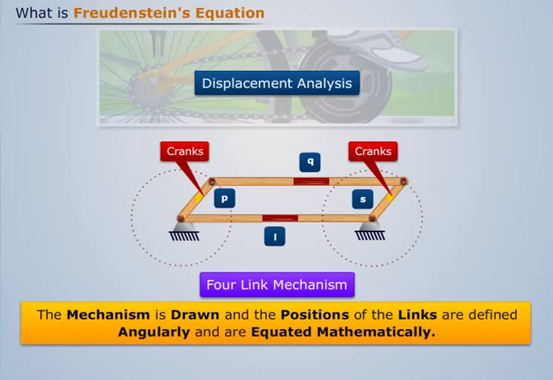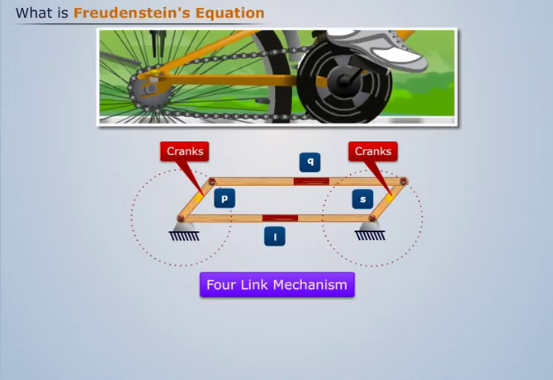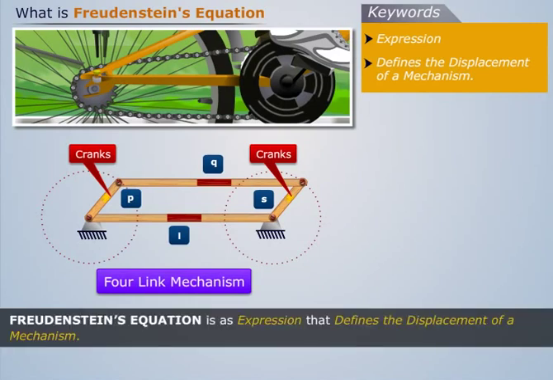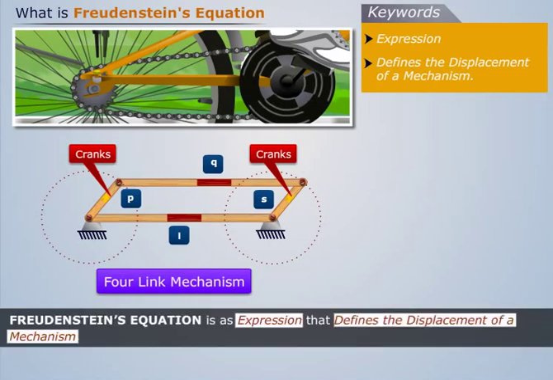For the displacement analysis of this mechanism, the mechanism is drawn and the positions of the links are defined angularly and are equated mathematically. The expression which describes the displacement of the mechanism is known as Freudenstein's equation. Thus, Freudenstein's equation is an expression that defines the displacement of a mechanism.